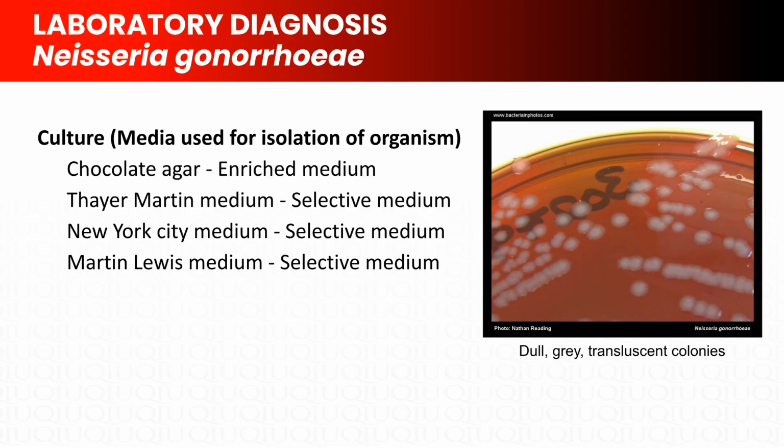Culture, growing the organism in the laboratory, has traditionally been the gold standard for diagnosing gonorrhea. Neisseria gonorrhoeae is a fastidious organism, meaning it's difficult to grow in the laboratory. It requires specific nutrients and atmospheric conditions. Additionally, clinical specimens often contain normal flora bacteria that can overgrow the gonococci.